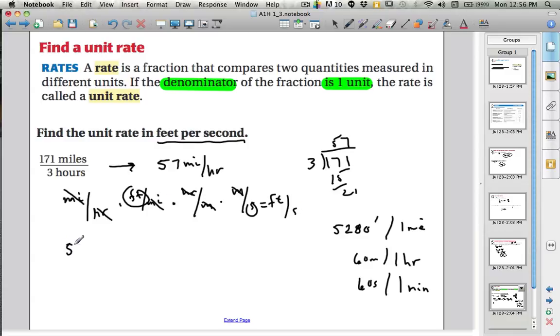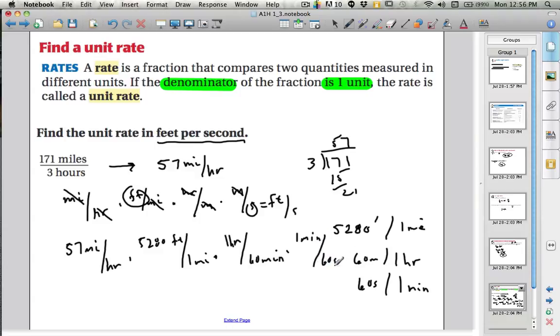So if I start off with 57 miles per hour, then I can multiply that times 5,280 feet per mile, and then I could do my hours and minutes, so I can do 1 hour over 60 minutes, and then I have minutes over seconds, so that's 1 minute over 60 seconds, and this will get me where I need to go.